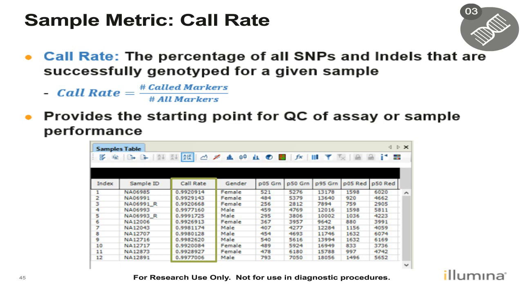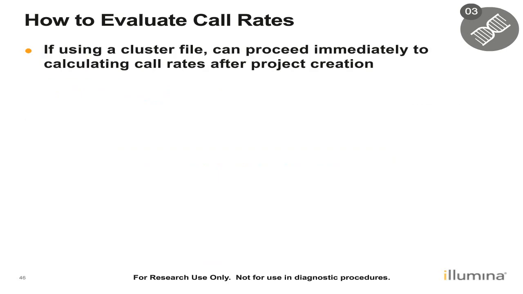The call rate is a good starting point to QC your assay and sample performance because it's a simple number that will tell you whether it meets a threshold or not. So if you're using a cluster file, like in our example, you can proceed immediately to calculating call rates after you make your project.